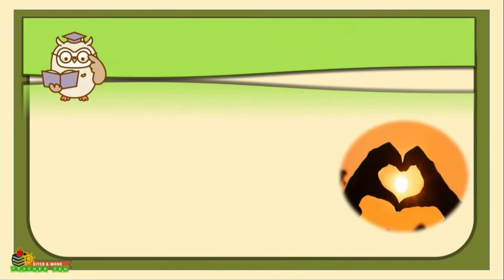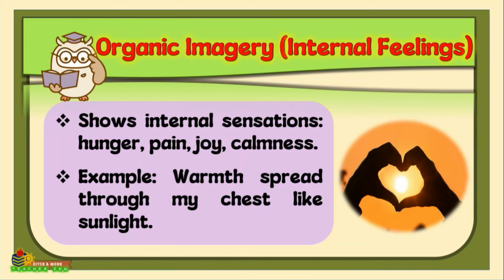And the last one is organic imagery or internal feelings. It shows internal sensations like hunger, pain, joy, calmness. For example, warmth spread through my chest like sunlight. Organic imagery describes what's happening inside us, our emotions, hunger, peace, or fear. It helps readers connect with the poet on a deep human level.